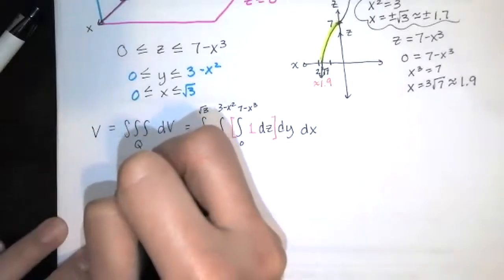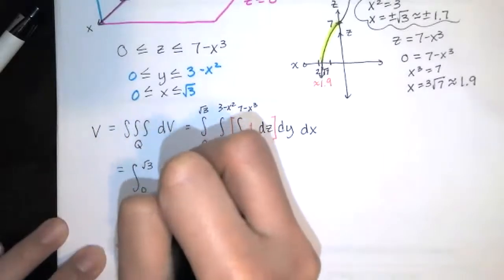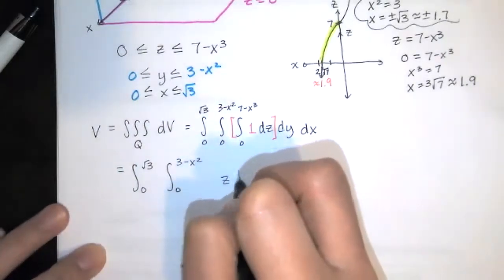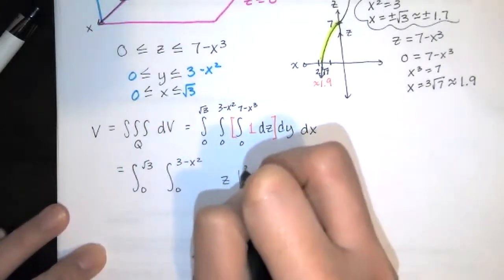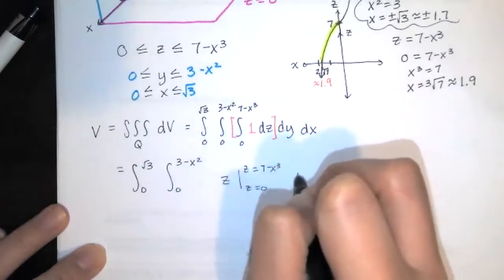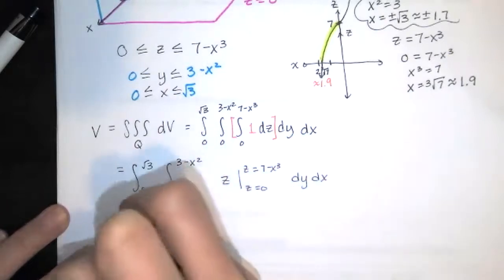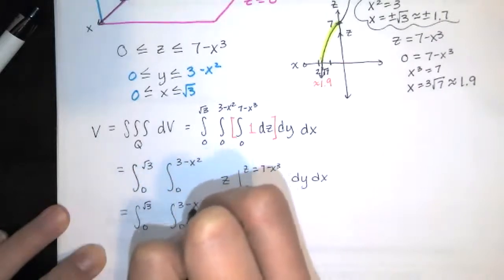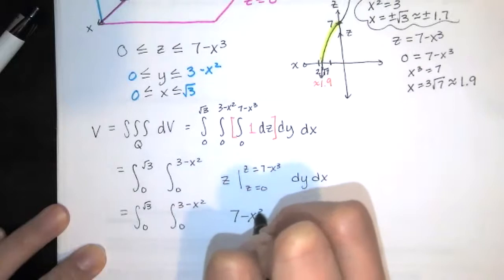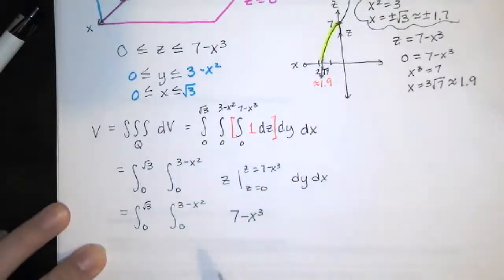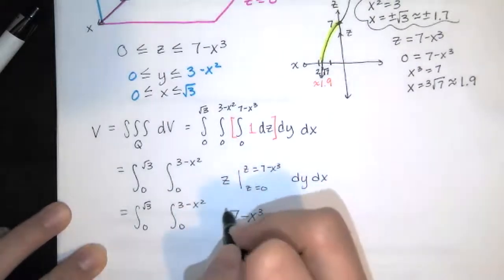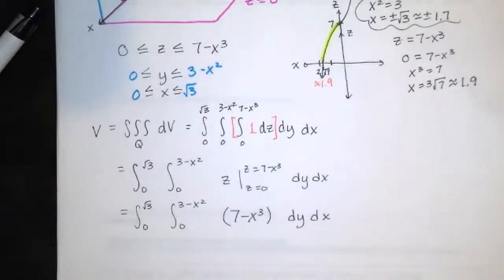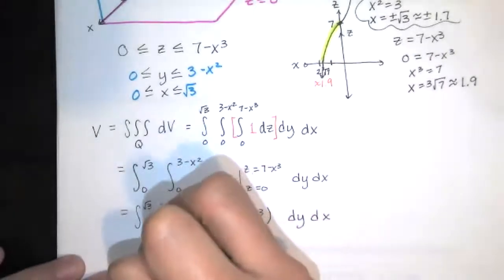Leave the bounds on the outside alone. The antiderivative of 1 with respect to z is z. And then we evaluate from z equals 0 to z equals 7 minus x cubed. Then we get 7 minus x cubed when we replace z with that function, minus 0, which is of course just the 7 minus x cubed. And then we evaluate this integral.